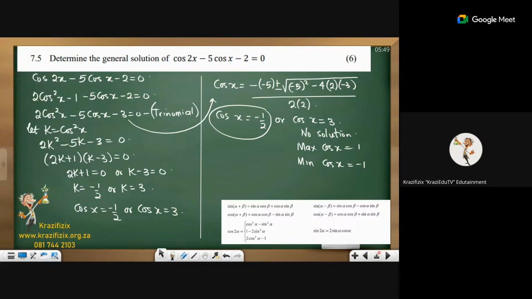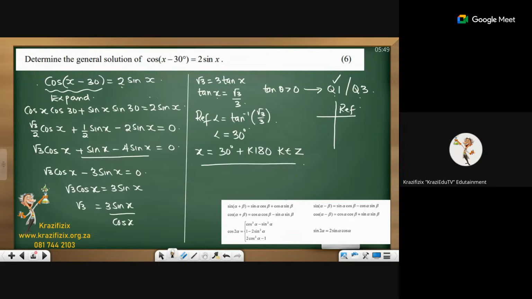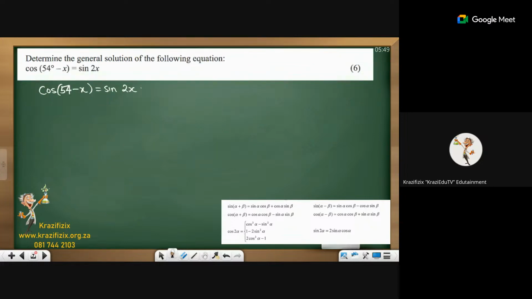Okay. I'm going to do another one, a different type. I just want to do different types of questions. At this one, cos of 54 minus x is equal to sine 2x. Now, take note of the difference between this one and look at this one. Sine of x minus 30. Don't worry about the x minus 30. The x minus 30 is not the problem. The problem is the 2 in front of the sine. But look at this one. There is no 2. Oh, so my A is 1 here. My A is 1. When I have something like this, all right?